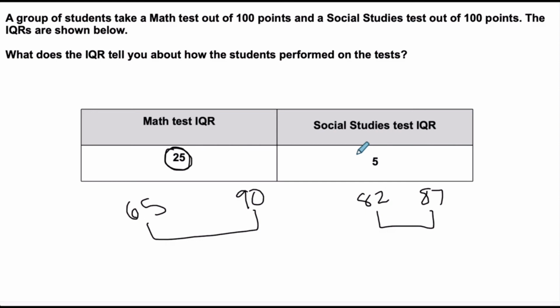Whereas on the math test, people were all over the place. Some people had no idea, bombing it. Some people had a really good grasp. They were getting a 90. Anyways, that just paints a little bit of a picture of what IQR can tell you. It can give you a little glimpse as to what's going on depending on the scenario.